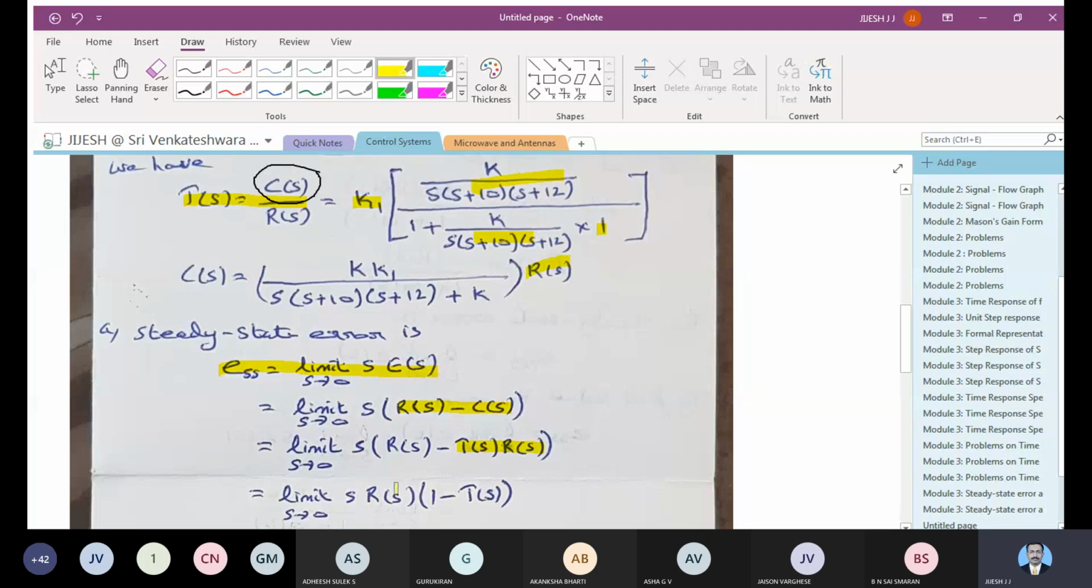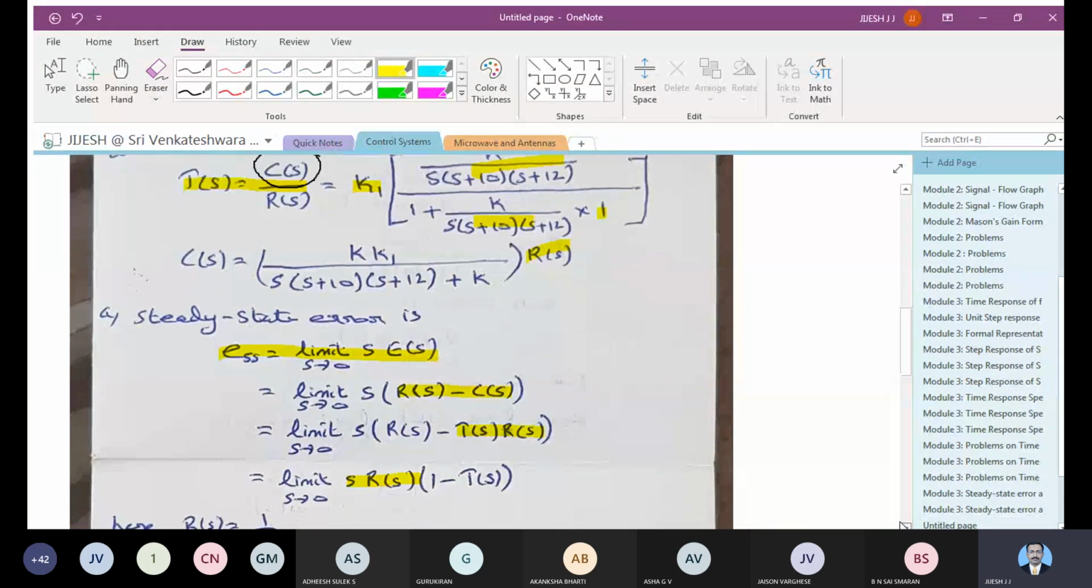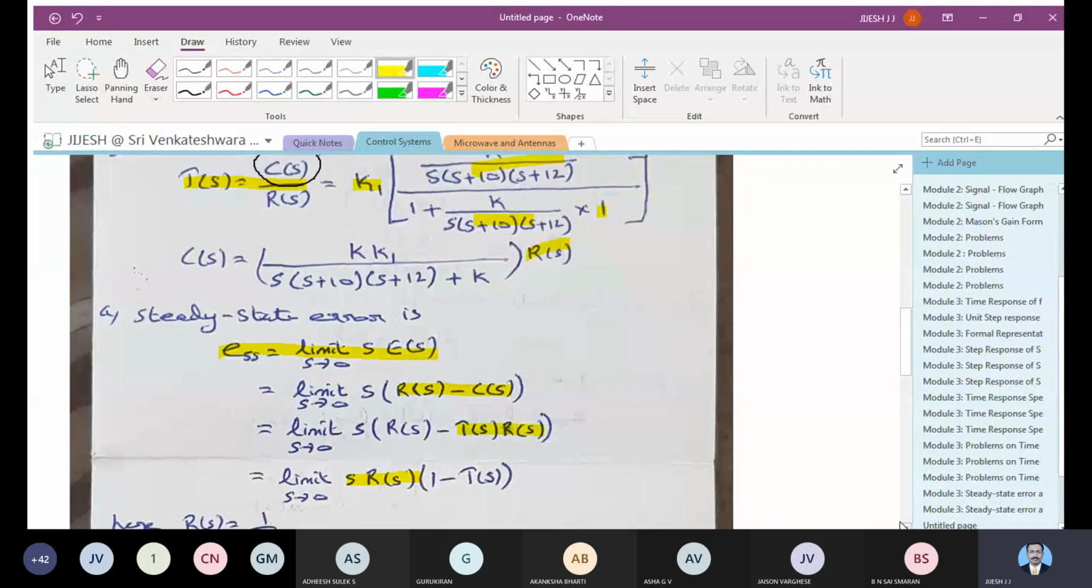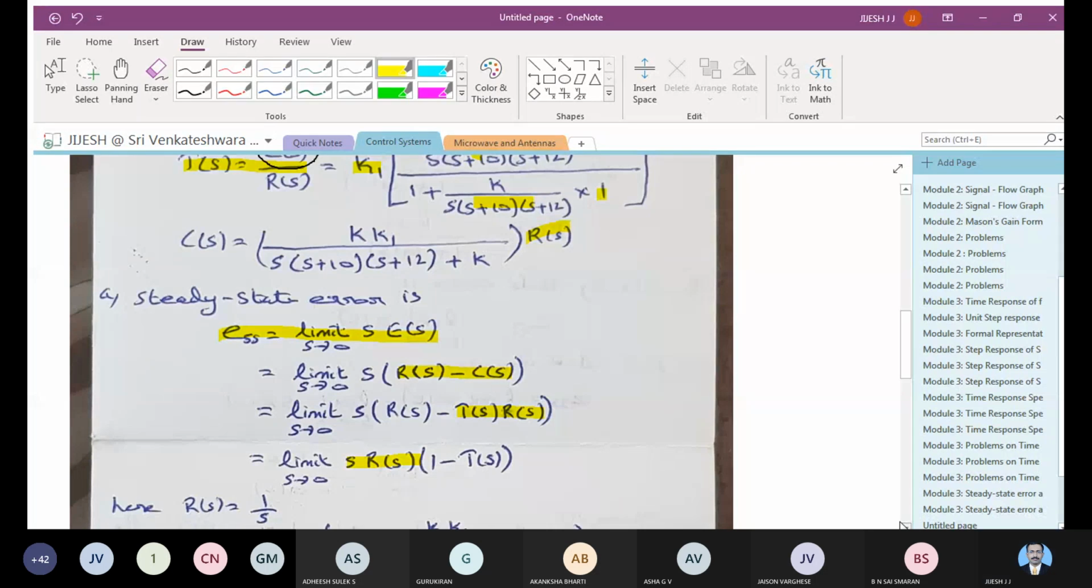It's all easy to do. R of S is known to you because it is a step response. So in the question it is given, so R of S will be 1 by S. Substitute R of S here. So you can substitute R of S as well as you can proceed with the equation. So you have to substitute all those things there.